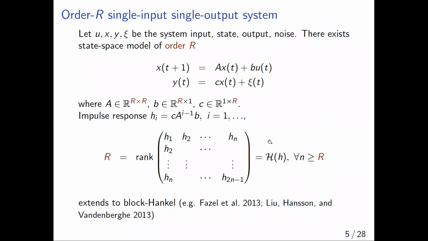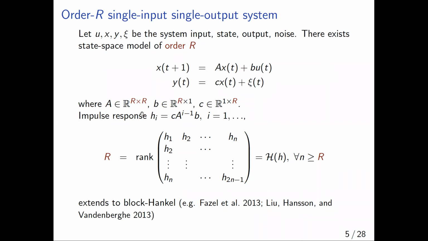For such a system, we say the state space model is of order R when there exist A, B, and C of sizes given by R. So the A matrix is R by R, meaning that the x vector, or the number of states, is also R. This is the minimal number of states corresponding to this input-output signal. When that's the case, we can also characterize this linear system fully with its impulse response, C A to the power i minus 1 times B. These are also known as Markov parameters.